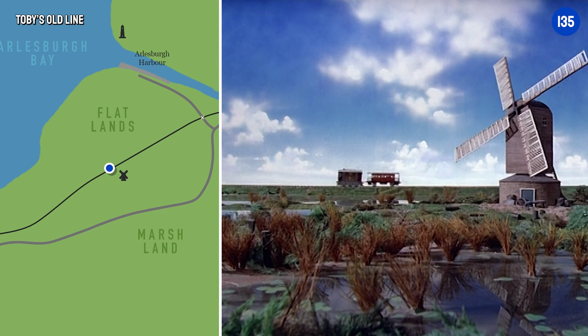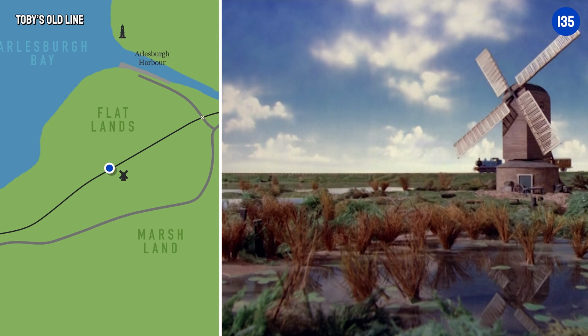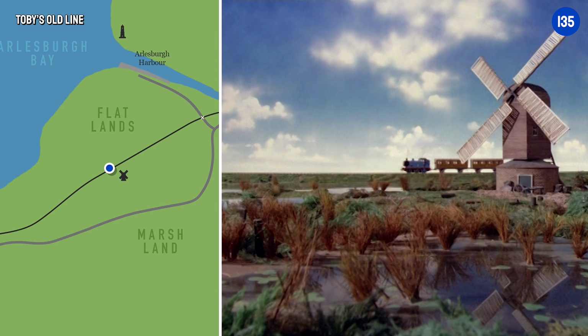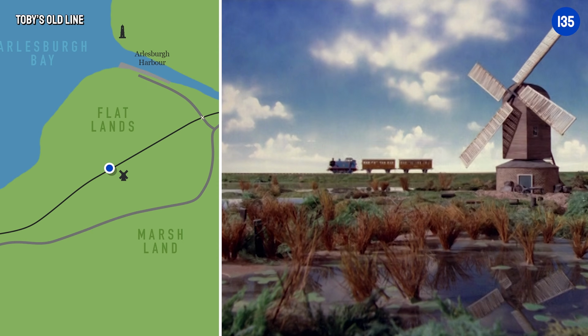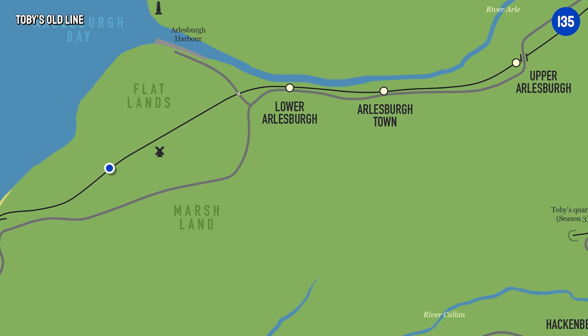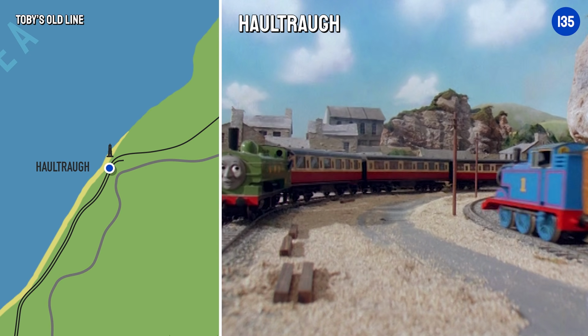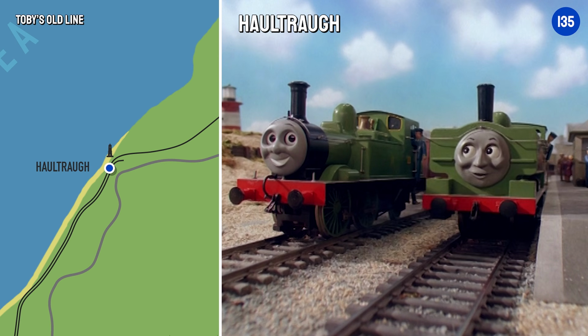As blasphemous as it is to admit, that famous windmill is not on Thomas's branch line. It's on Toby's old line. I feel like I've been lied to my entire life. This long stretch of track does hook up to the Northwestern Railway at Haltraw, where Duck's branch line begins.